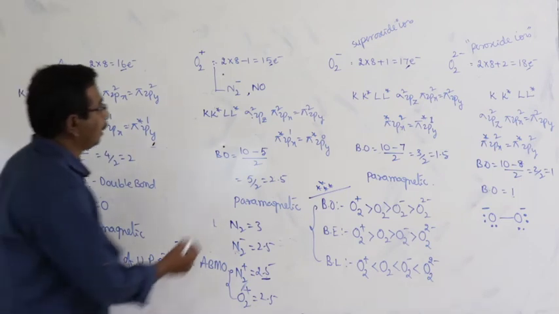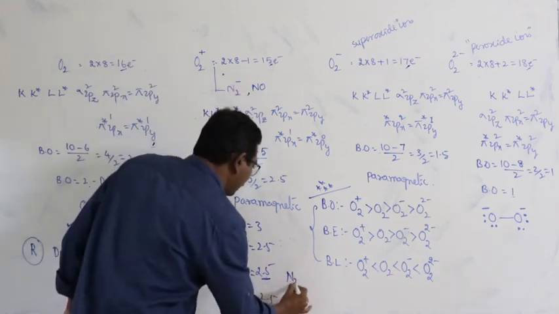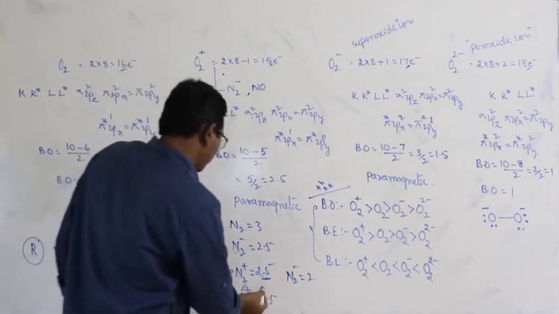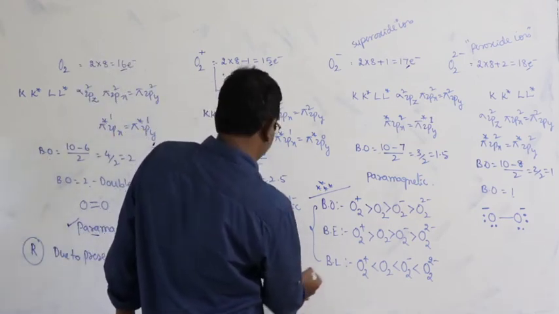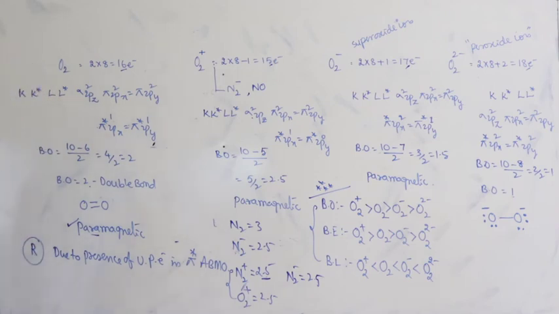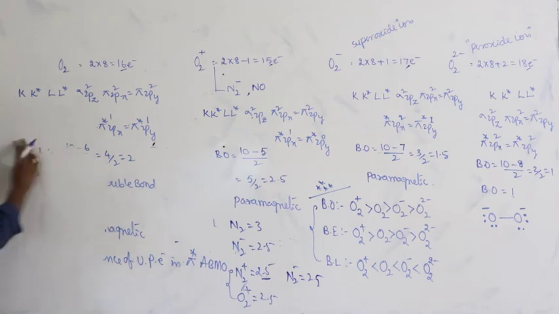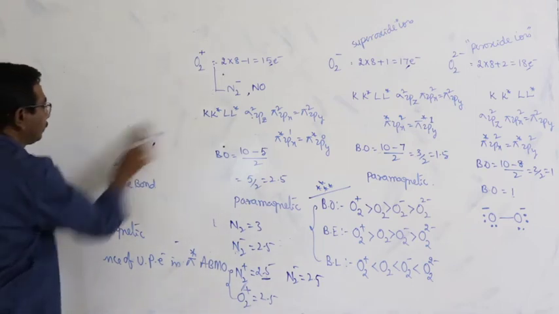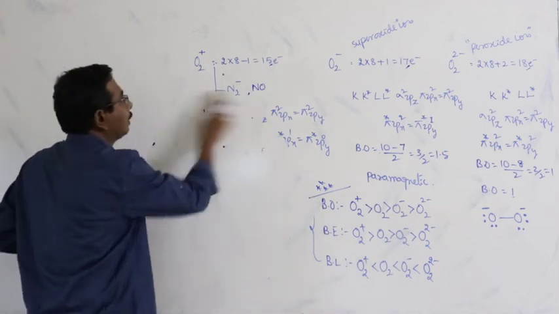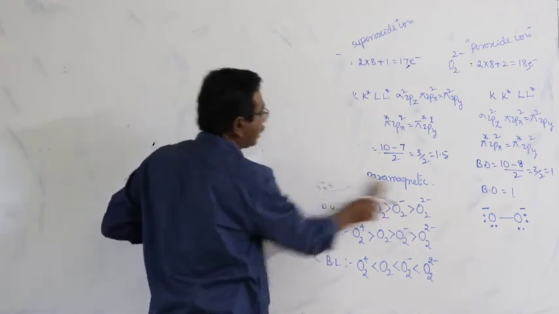N2 minus bond order is equal to, N2 minus is nothing but a 15 electron system, that is also 2.5. N2 minus is also 2.5. This is about the bond orders and nature of the species and stabilities of different species. Okay. And totally, now we can make a conclusion.